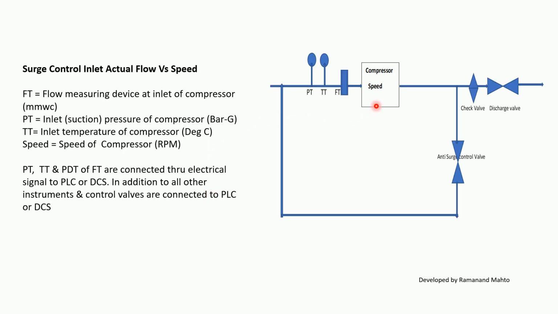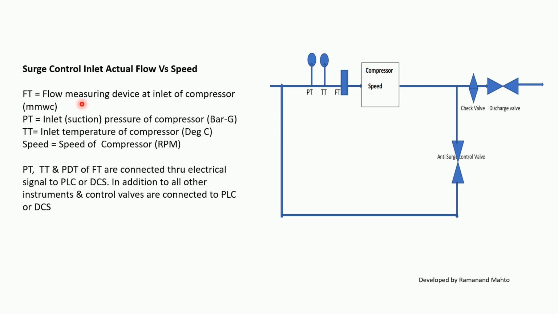This is again a compressor which has inlet pressure, temperature and flow measuring devices installed, and it has an anti-surge control valve which is recycling back to suction. On the discharge side, one check valve and a discharge valve are installed, and it is then connected to the system header pressure. So surge control, inlet actual flow rate versus speed, is also known as Q by N.